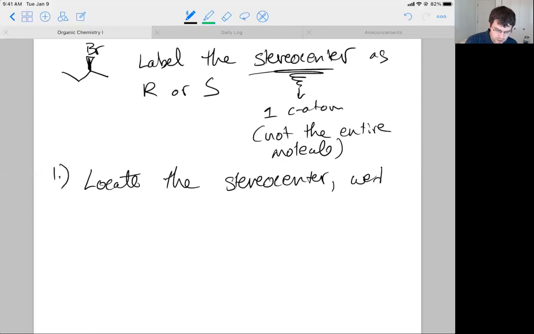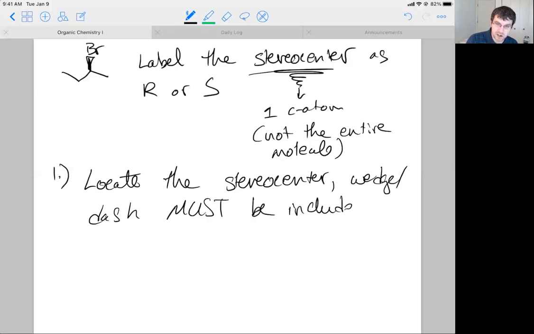And the wedge and dash must be included. If not, we cannot determine the R and S label because the stereochemistry has not been defined. It's still a stereocenter, could lead to a molecule that's overall chiral, but if we don't have the wedge and the dash, we can't do this little trick of labeling an R or an S.